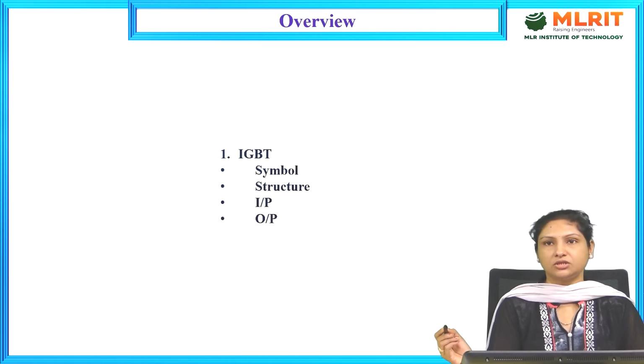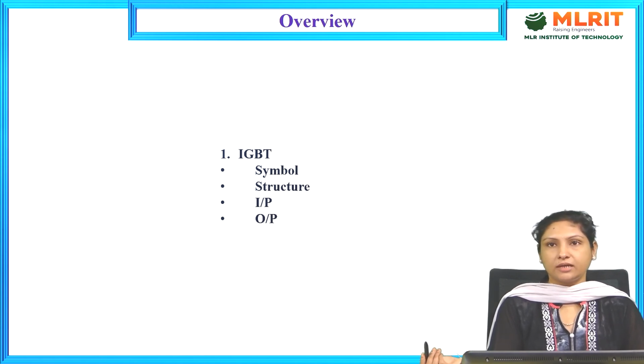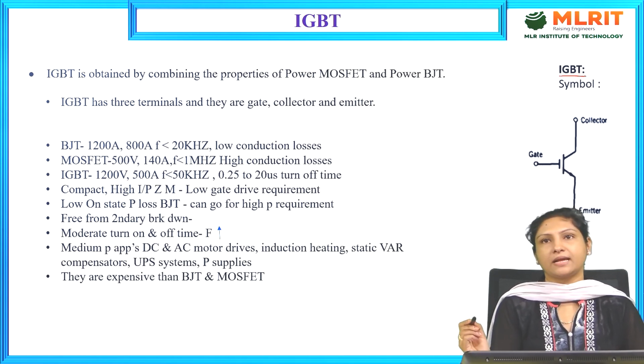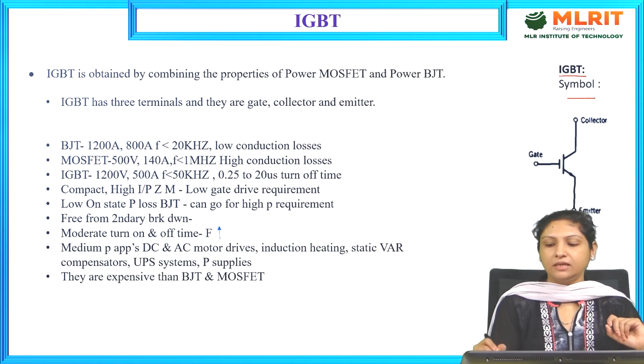And in today's lecture, I'll be discussing IGBT, its symbol, structure, input as well as output characteristics. IGBT is the insulated gate bipolar transistor. And here is the symbol of IGBT, and it has three terminals, namely gate, collector and emitter.